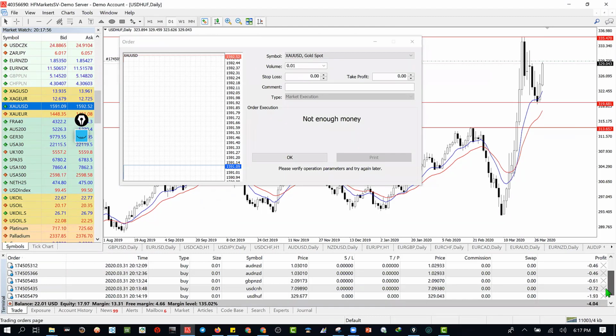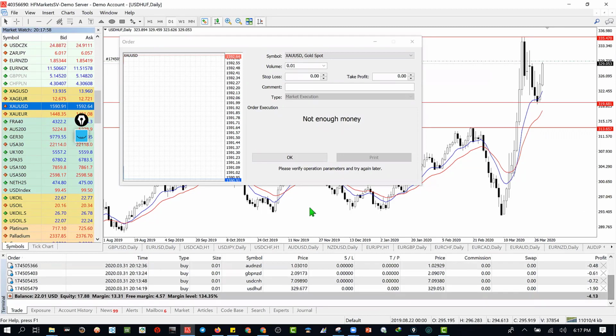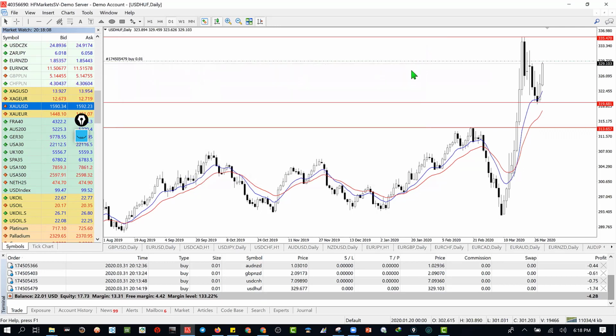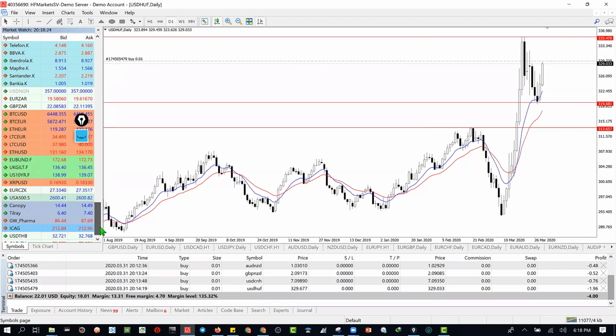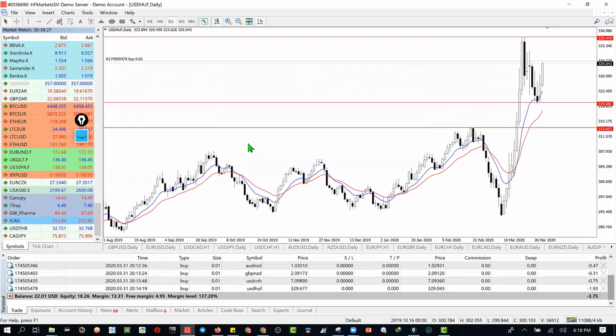I don't have enough money right here. Remember, the money right here is just $22, so that means I can't trade gold. If I had like $100 right there, I should be able to take the gold with the lowest position size, like 0.01. It all depends on your spread, it all depends on your brokerage firm. The minimum with the hot forex is 0.01, and it's the same for all brokerage firms.